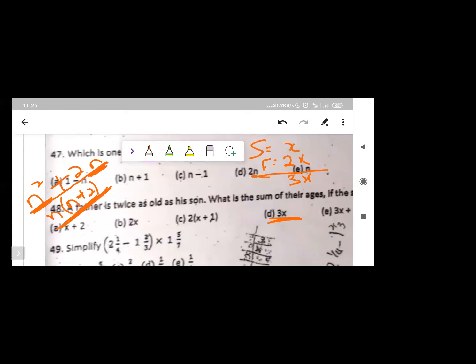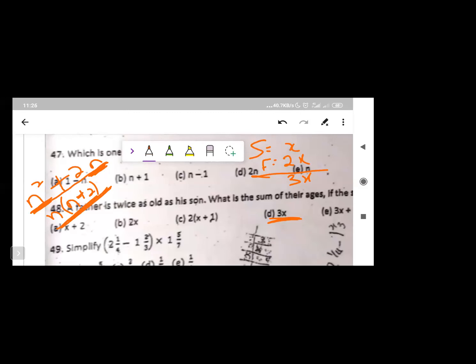But if it is multiplication, you can multiply. N times 2 will give us 2n. N times n will give us n squared. N squared times n will give us n raised to power 3, and so on like that. So that is multiplication. But if it is addition or subtraction, you can't do that.